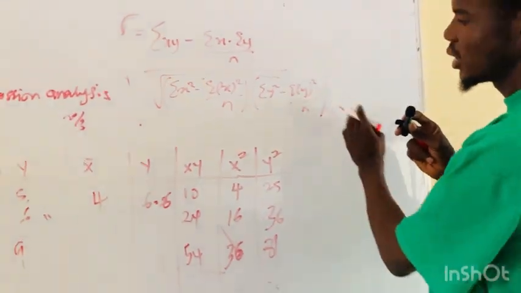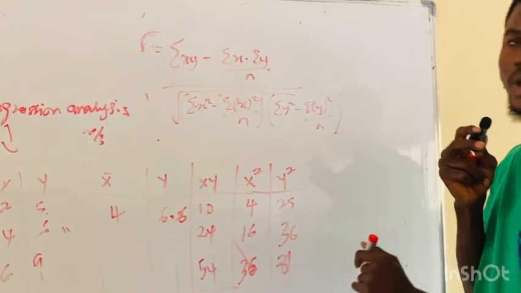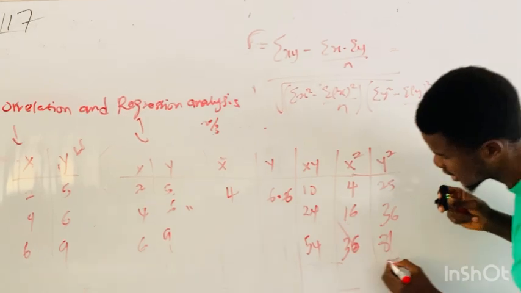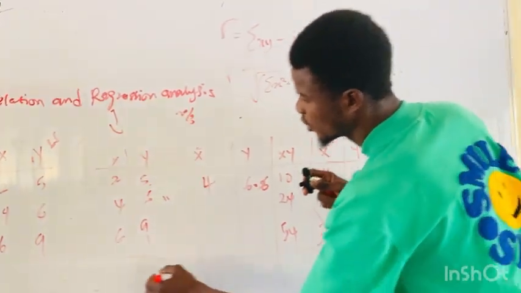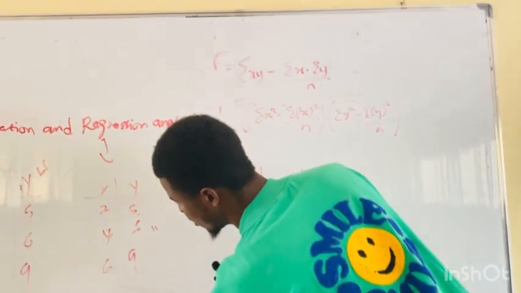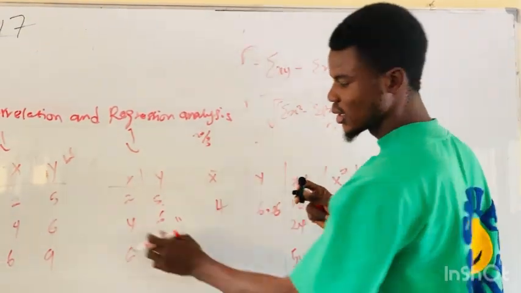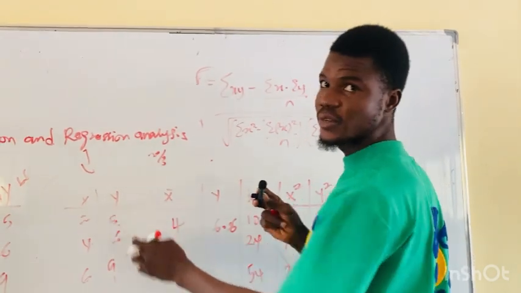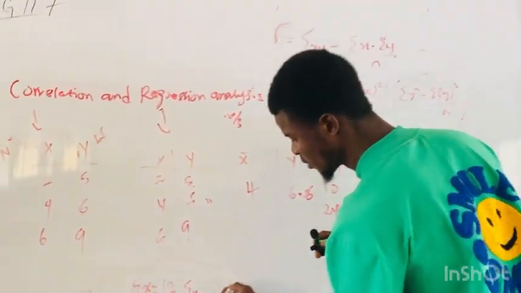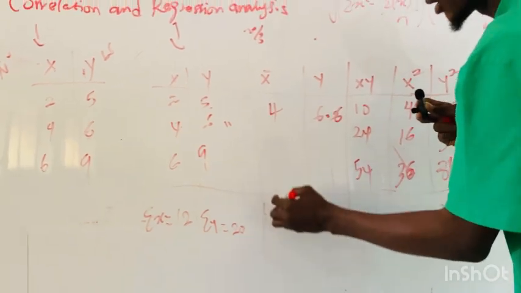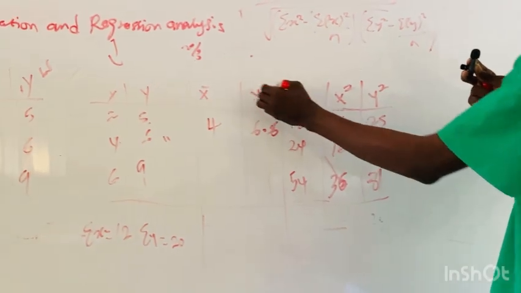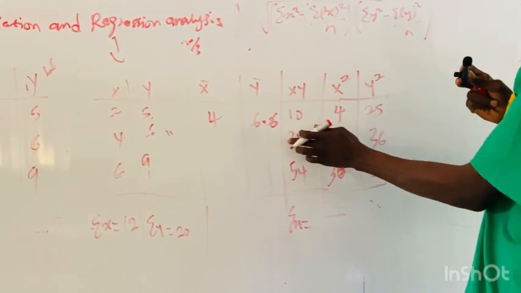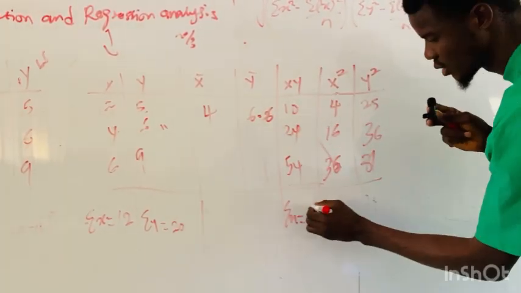Now let's substitute all these values in this formula. Firstly, let's add all of them together. Summation of x is equal to 4 plus 2 gives us 6, 6 plus 6 gives us 12. Summation of y is equal to 6 plus 5 gives us 11, 11 plus 9 gives us 20. Then summation of xy: 10 plus 24 plus 54 gives us 88.